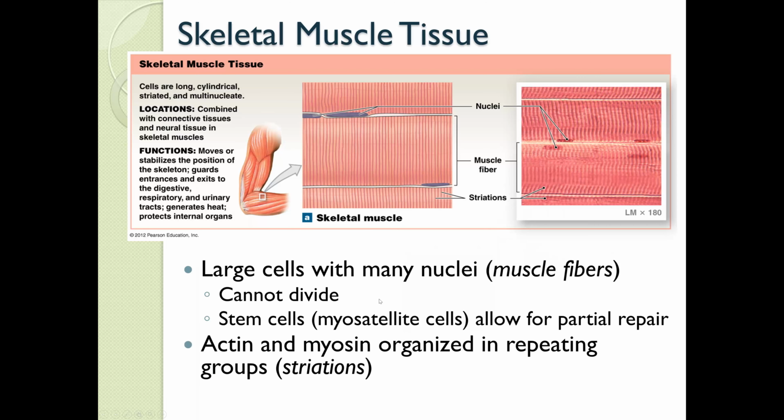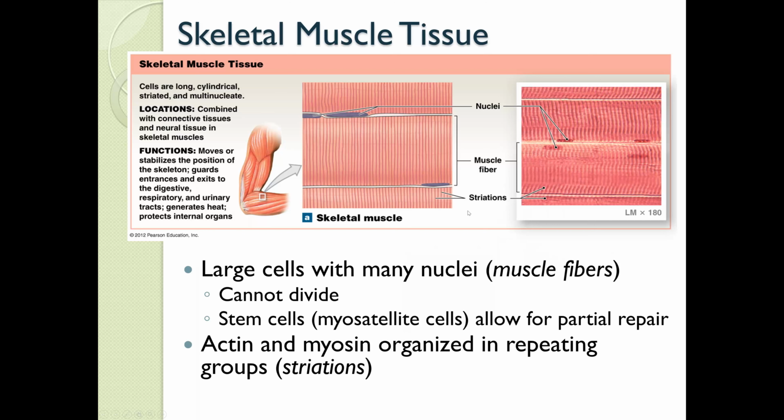With skeletal muscle tissue, you have actin and myosin. These are two proteins organized in repeating groups, and we're going to get a lot more detail in chapter 10. But for now, you can know that the actin and myosin proteins organized in repeating groups is what gives skeletal muscle cells this striped appearance. And these stripes are called striations.